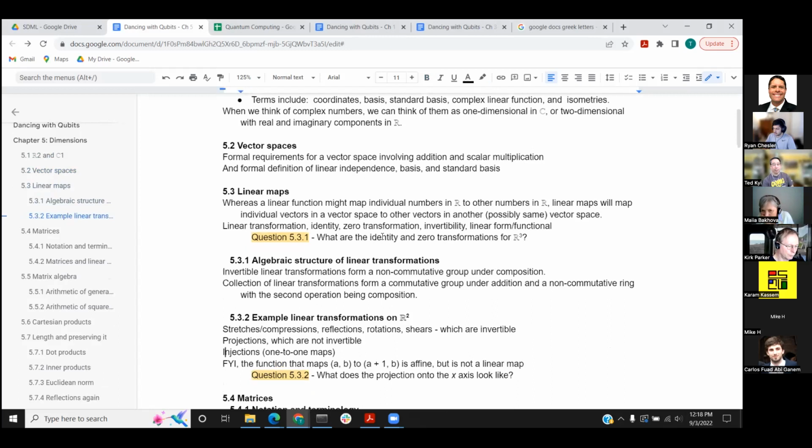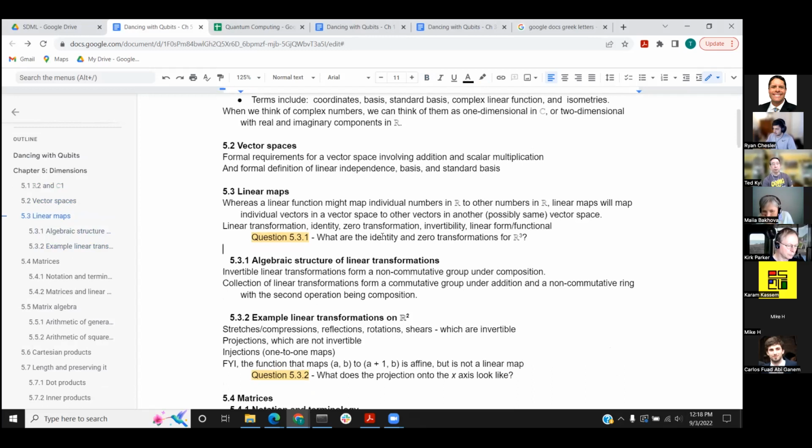So section 5.3 gets into linear maps. I don't remember, it's been so many years, but I don't remember using the term linear maps when I took linear algebra. Maybe my class was a little bit more applied. I don't know. But basically a linear function that we saw somewhere earlier in the book, right? Maps individual numbers to other individual numbers, and it has certain properties, right? The things that we think of as linear. And so linear maps map vectors from one vector space into vectors in another vector space.